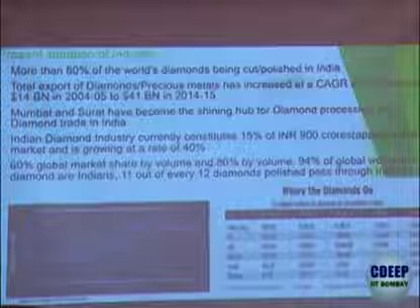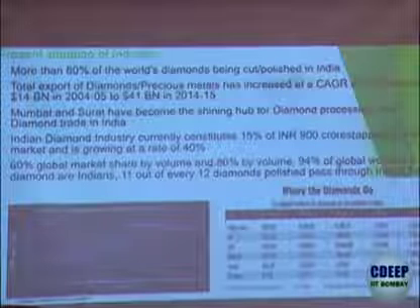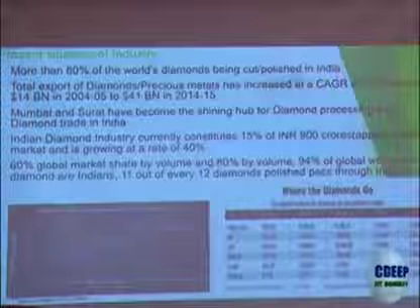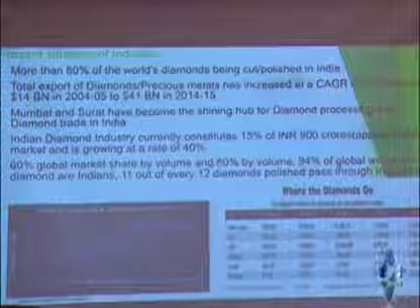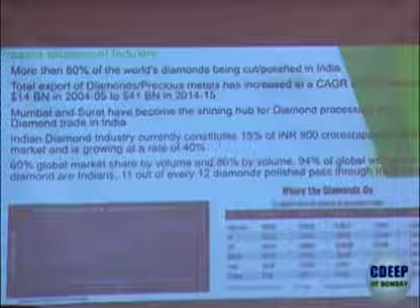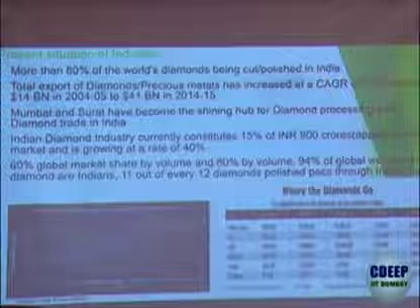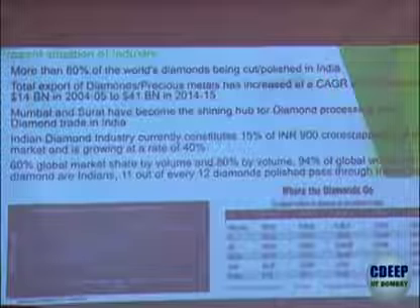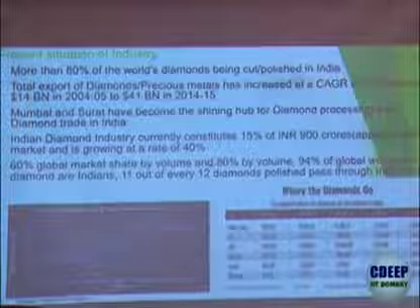In India, more than 80% of the world's diamonds are cut or polished, and total export has been increasing at a rate of 11.2% from 2004-05 to 2014-15. It's a 60% share of the global market by value and 80% by volume, and 90% of the workers are Indians.